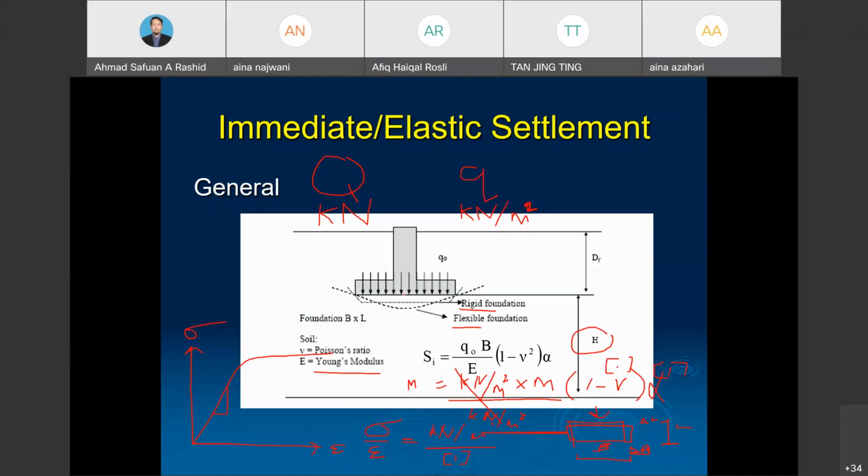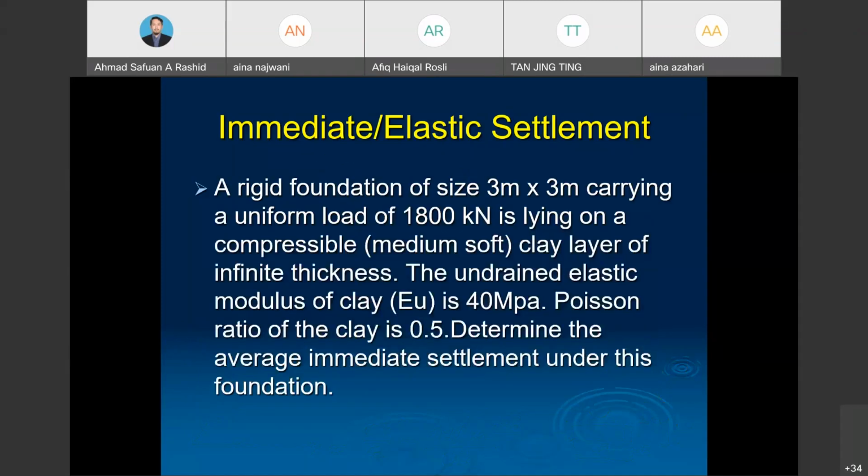Okay. So this is the example, okay, how to determine the immediate settlement for the clay.